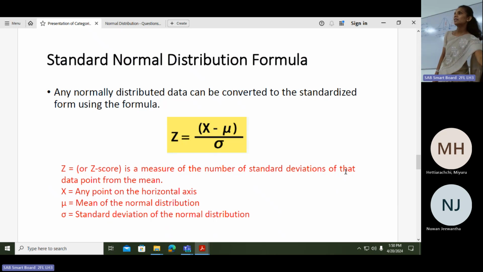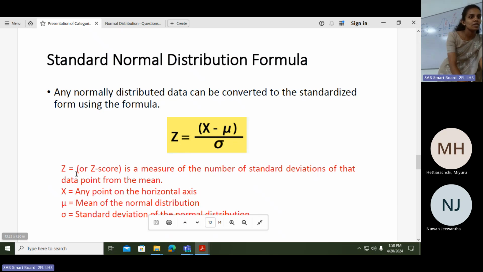Then this is the formula. Z equals x minus mu divided by the standard deviation. Then the question asks, what are the two parameters in the normal distribution? Mean and the variance. But in this formula, we want the standard deviation, not the variance. If the question says variance, then we take the square root of that. It's clear. In the formula, it mentioned the standard deviation, not the variance.